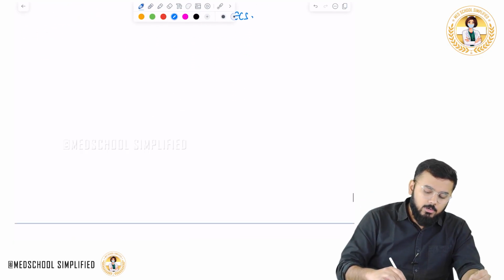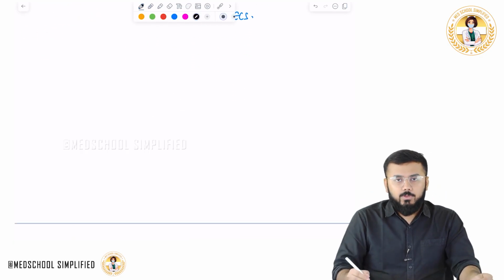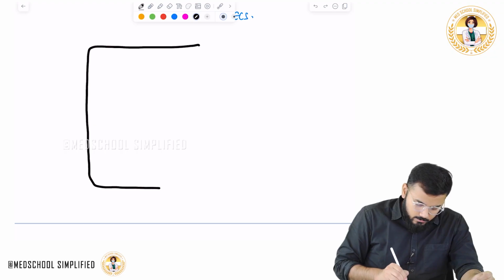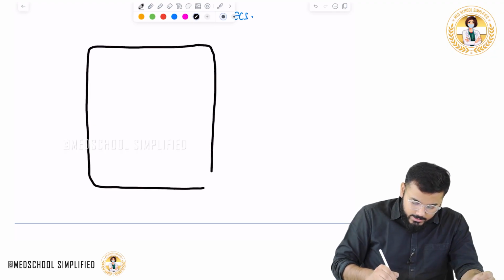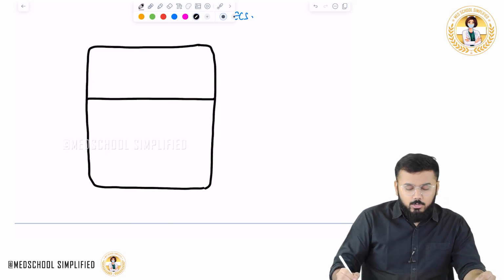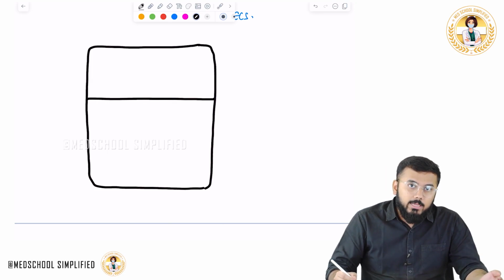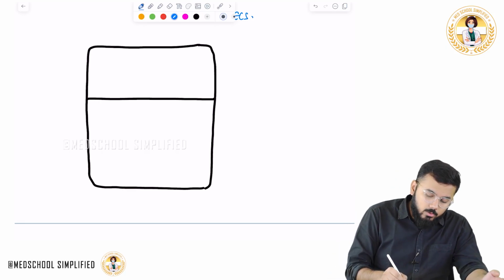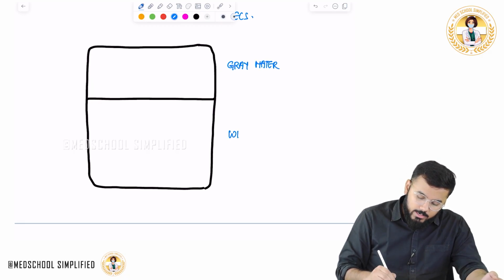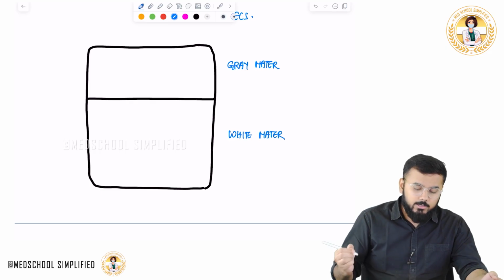Now what we shall do is put all these things in the form of a picture. Let us say that this is your cerebral cortex. What did I tell you? I told you that the cerebral cortex has got two layers, right? The outer layer is consisting of which matter? The outer layer is completely consisting of the gray matter, right? And the inner layer is consisting of what? Inner layer is consisting of white matter.